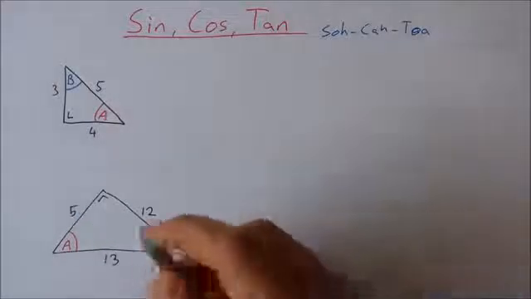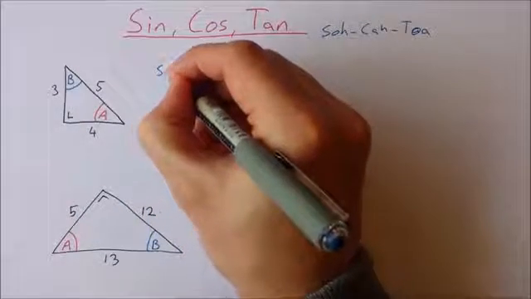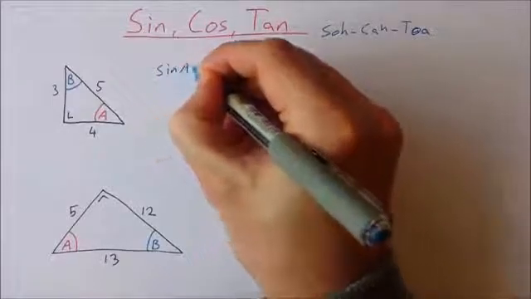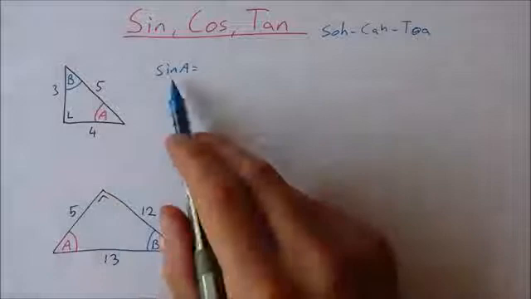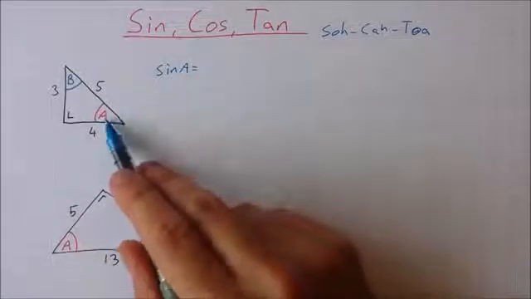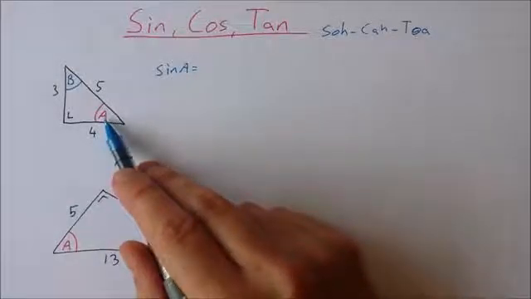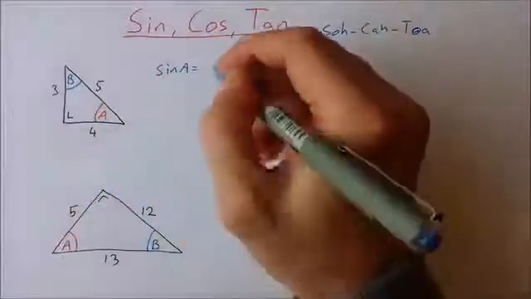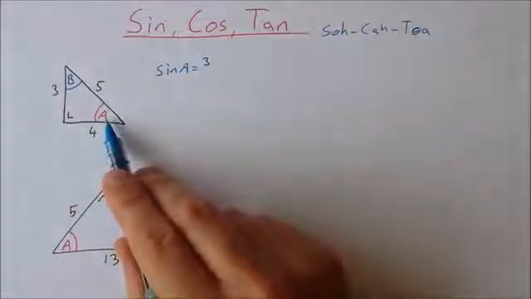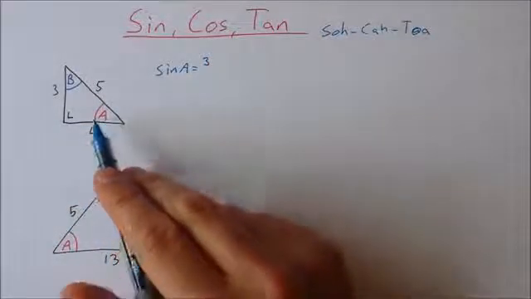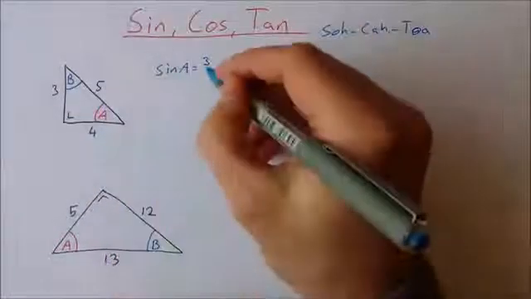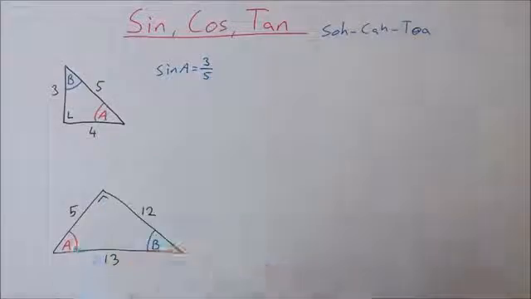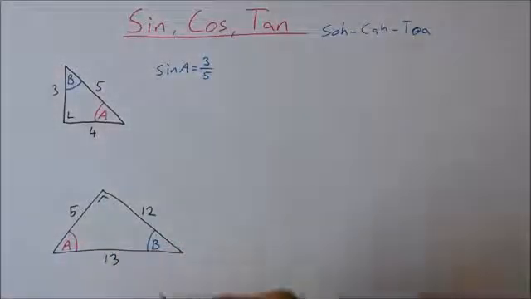So let's calculate here the sine of A. So sine is opposite over hypotenuse. Okay, sine of A. Here's A. What side is opposite A? That's 3. What side is the hypotenuse? The hypotenuse is always opposite the right angle, so that's 5. So the sine of A is equal to 3 over 5.